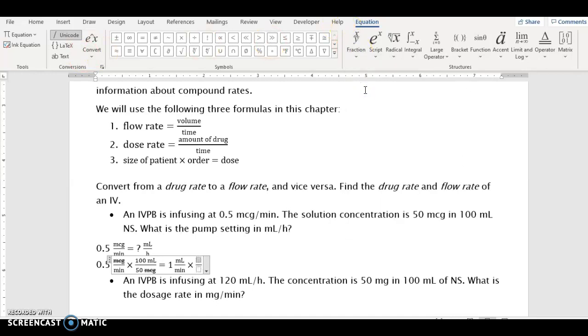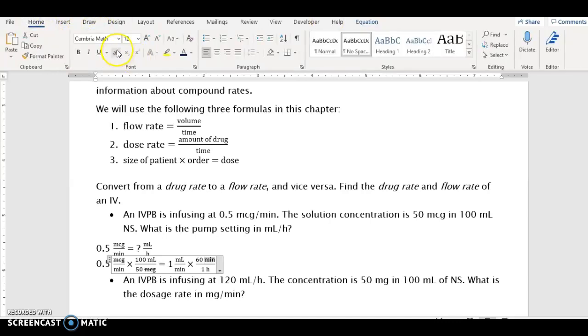We know that 60 minutes is equal to 1 hour, so we're going to have 60 minutes in the numerator of the next fraction. So we're going to multiply by 60 minutes over 1 hour to get the desired units of our final answer of milliliters per hour. In the process, we eliminate the units of minutes. So we're taking 1 and multiplying by 60, essentially.